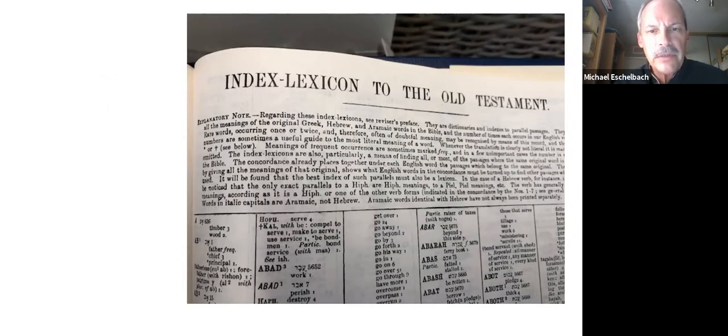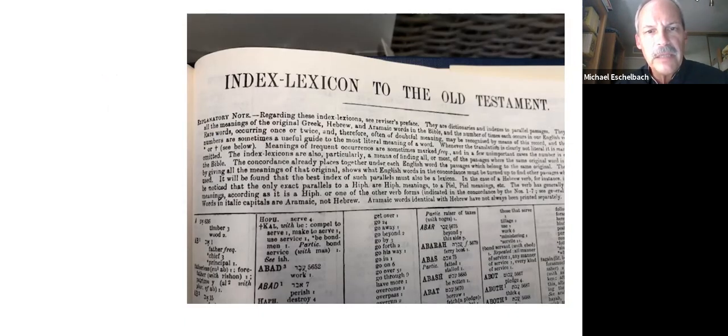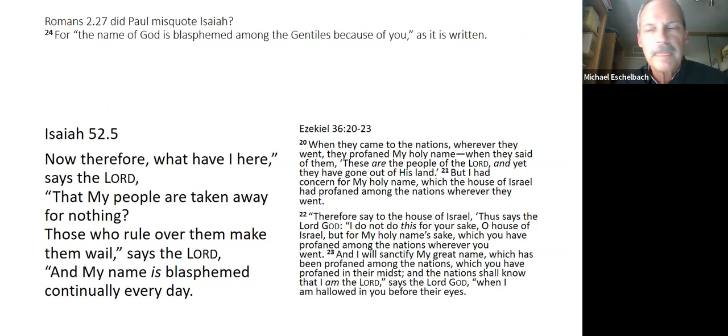So notice here too, there are some notes at the very beginning of the Greek index section in the back. You might want to give those a read. Same thing in the Hebrew part, explanatory notes. You might want to give those a look sometime when you have a chance.